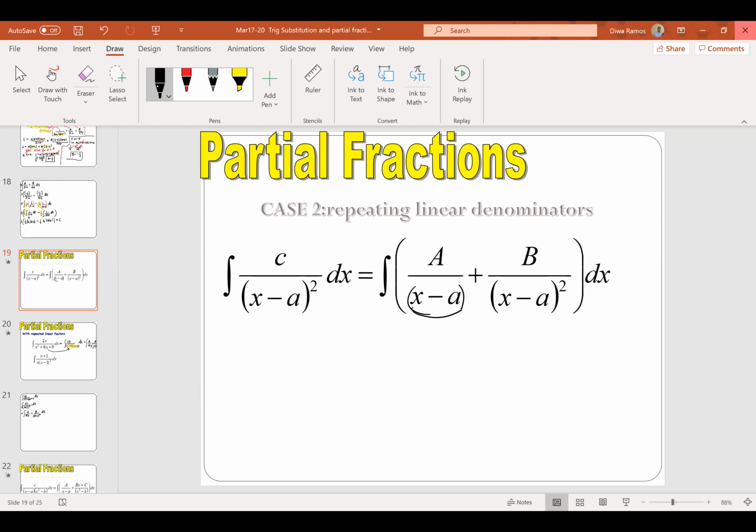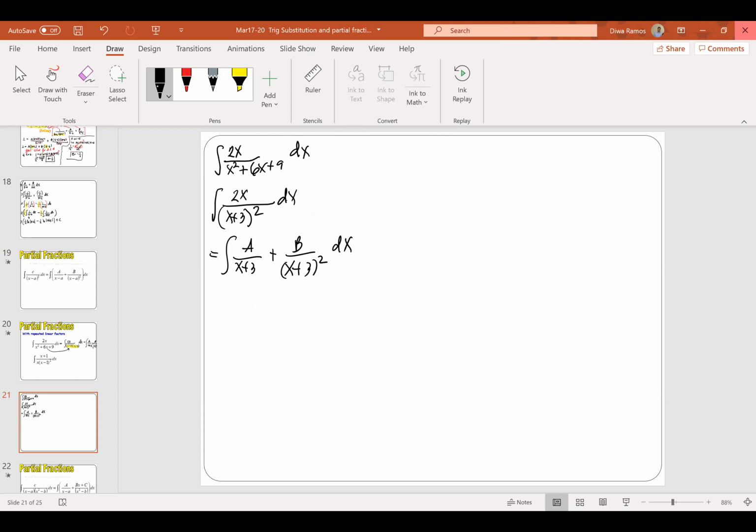So the factors do repeat, but the second factor, you have to square, otherwise they both cancel when you choose an x very, very quickly. All right, so let's split them. 2x over, you can throw the 2 out, that's not a big deal, but I'm keeping it here for now. So we want that to split into A over x plus 3 plus B over x plus 3 squared.